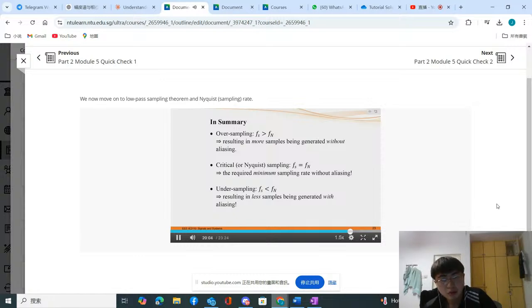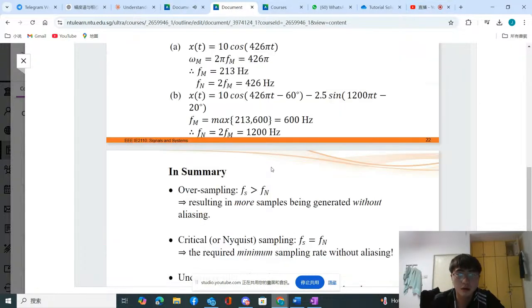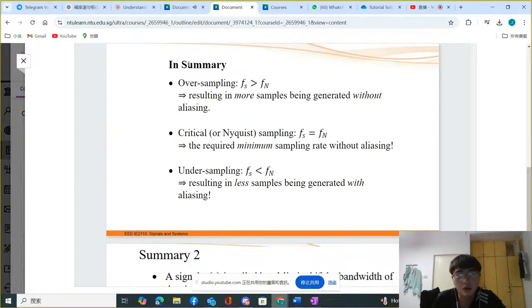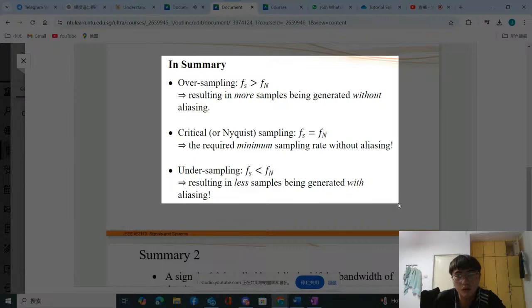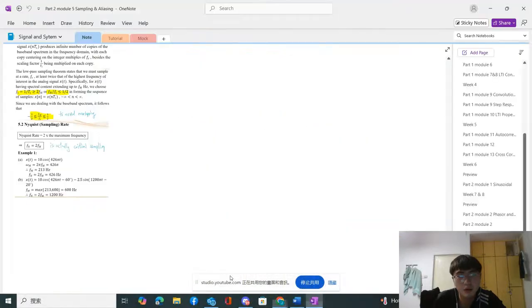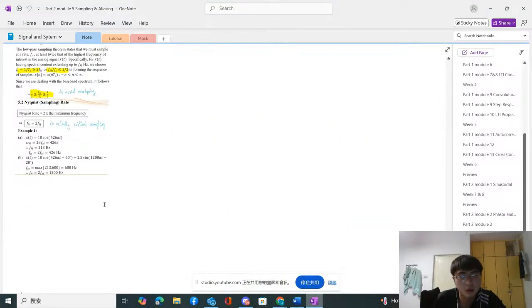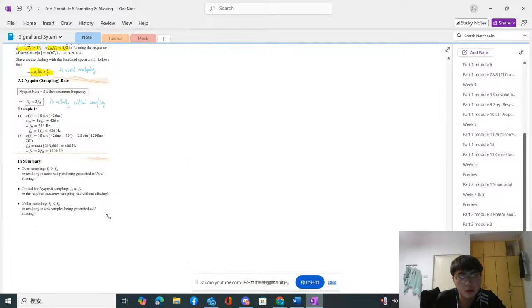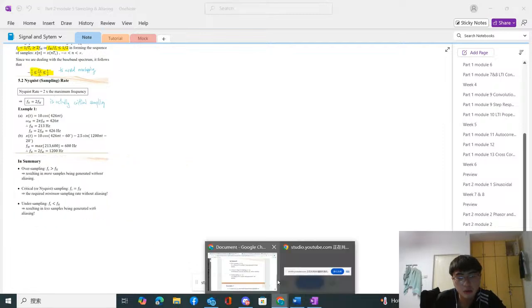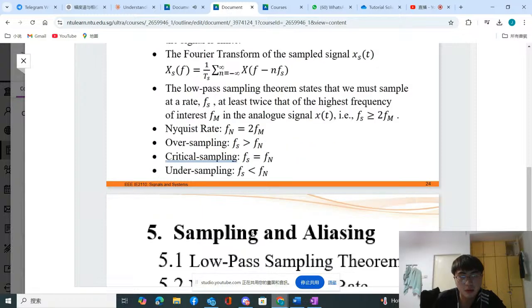So in summary, when we talk about oversampling, it implies that the sampling rate is greater than the Nyquist sampling rate. Okay, so you sample at a rate higher than the Nyquist sampling rate, we call this oversampling. And we're going to result in more samples being generated without aliasing. For the critical sampling case, where you sample exactly at the Nyquist rate, this is the required minimum sampling in order to ensure that there's no aliasing.